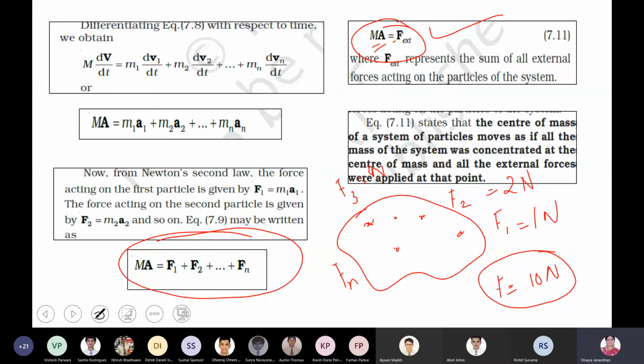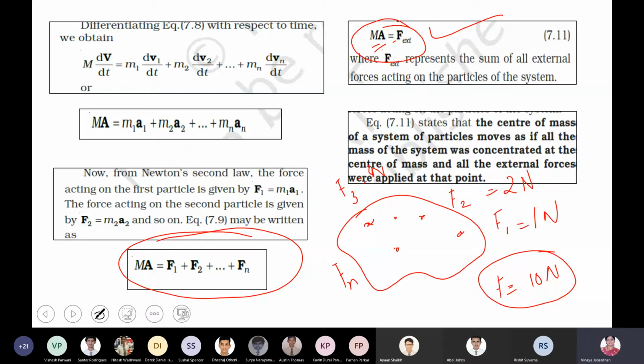Boys, there might be an echo you will be hearing. The reason is that I have inserted a video clipping over here. Might be that's the reason. There might be an echo. Just hold that word. A is the acceleration of the center of mass. Capital V is the velocity of the center of mass.